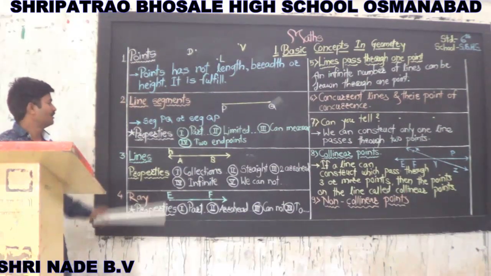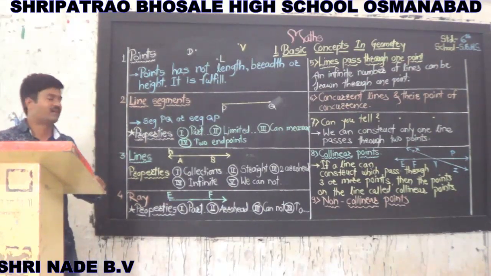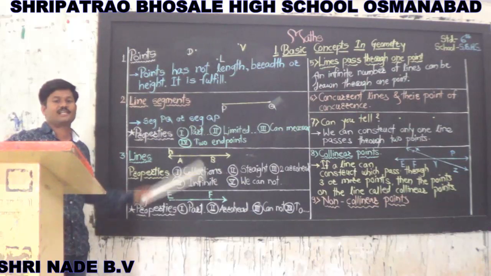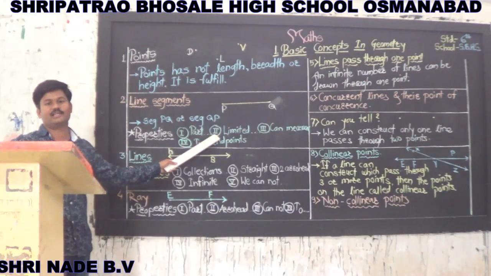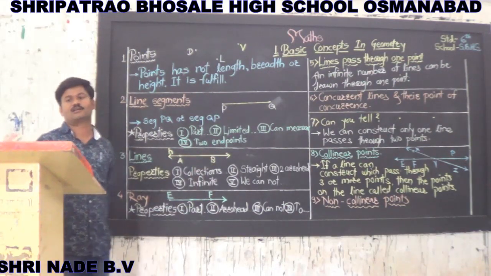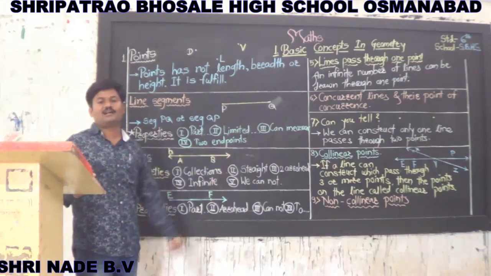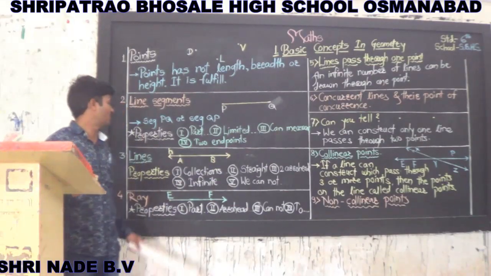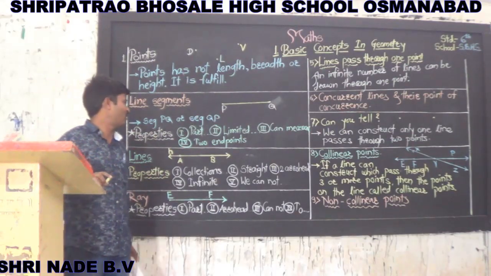Now, we are looking at the properties of a line segment. First property, a line segment is part of a line. Second property, a line segment has limited length. Third, we can measure a line segment. Fourth, a line segment has 2 endpoints.